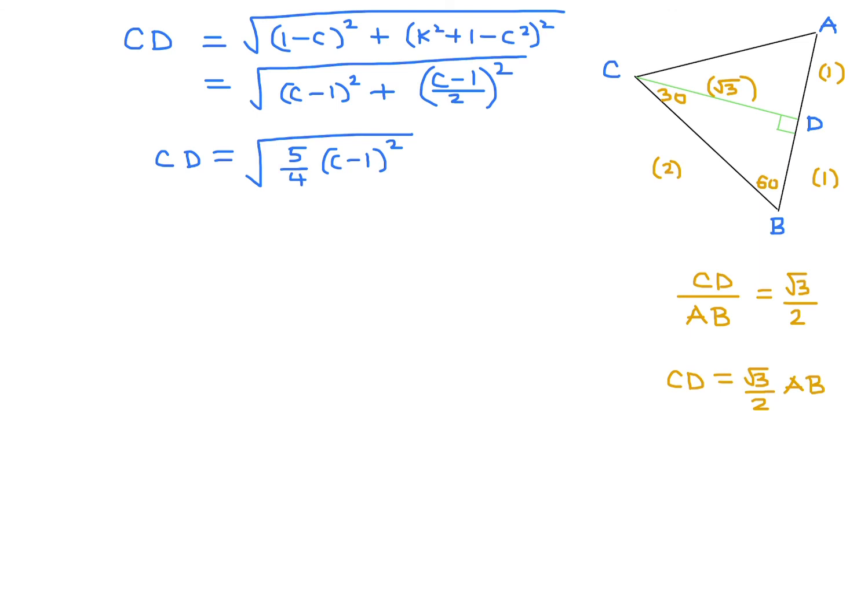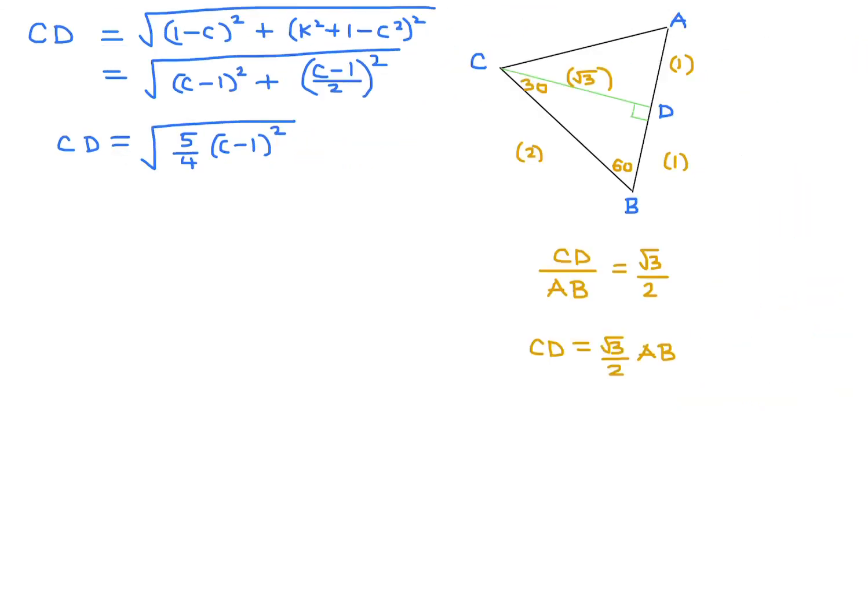So A and B we can figure out. If you remember, the coordinates of A were a and a squared, correct? But we had set a equal to 1 minus k. So 1 minus k and 1 minus k all squared. And then b was b and b squared, correct? But we had set b equal to 1 plus k. So this will be 1 plus k, 1 plus k all squared. Okay?